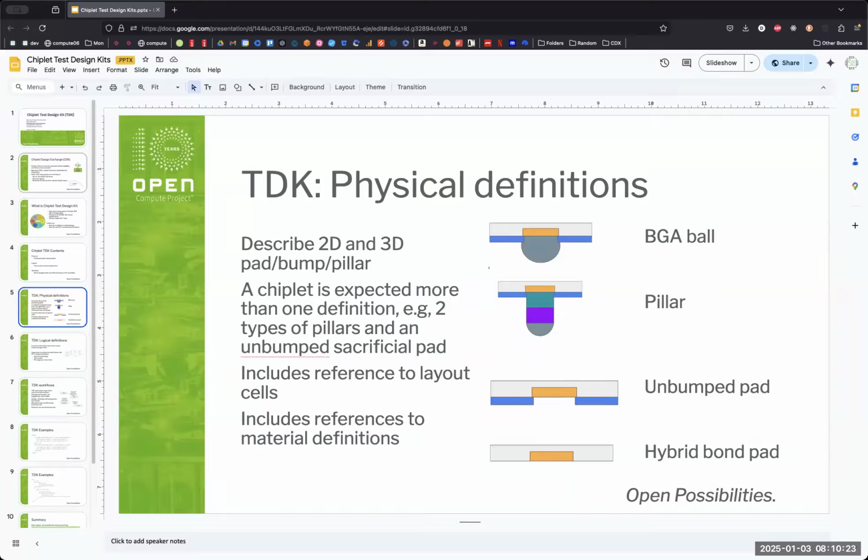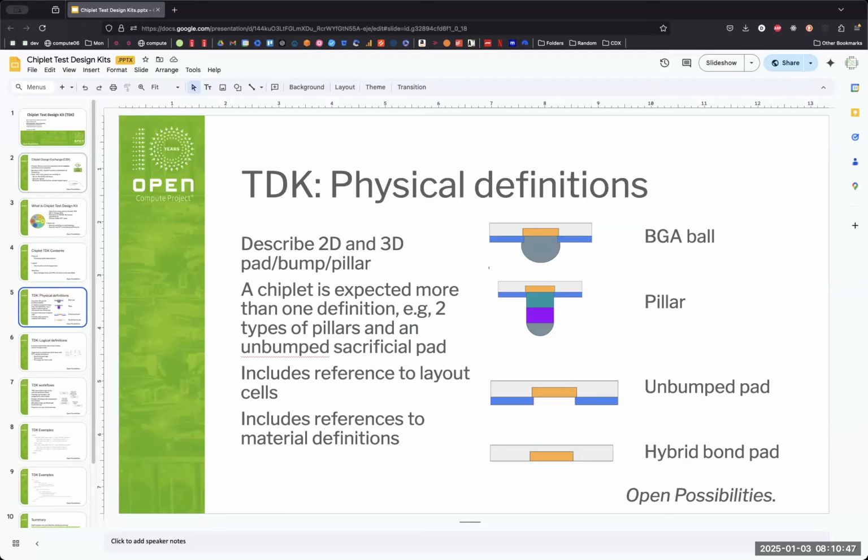You may have a pillar, which will be formed by multiple layers of depositions and may or may not have a solder cap. Then we have the unbumped pads. Those typically will be sacrificial pads. They will not be bumped. There will be no pillars. And those would be used for wafer level probing.